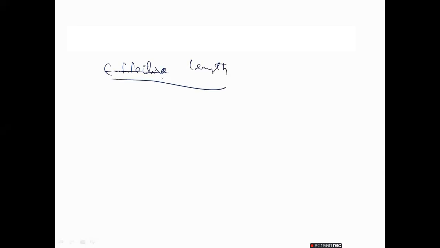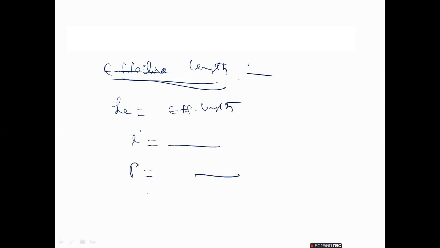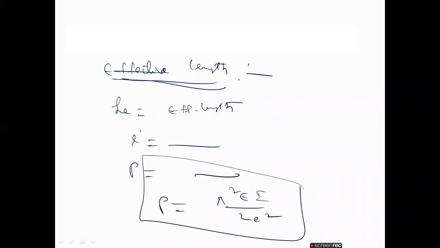The effective length of the column is nothing but, due to the end conditions, we will get this one, and we will denote the effective length as LE. LE is the effective length, L is the actual length, and P is the crippling load. Then the crippling load at any type of condition is given by the formula π²EI by LE², when you have to calculate the crippling load in terms of the effective length.